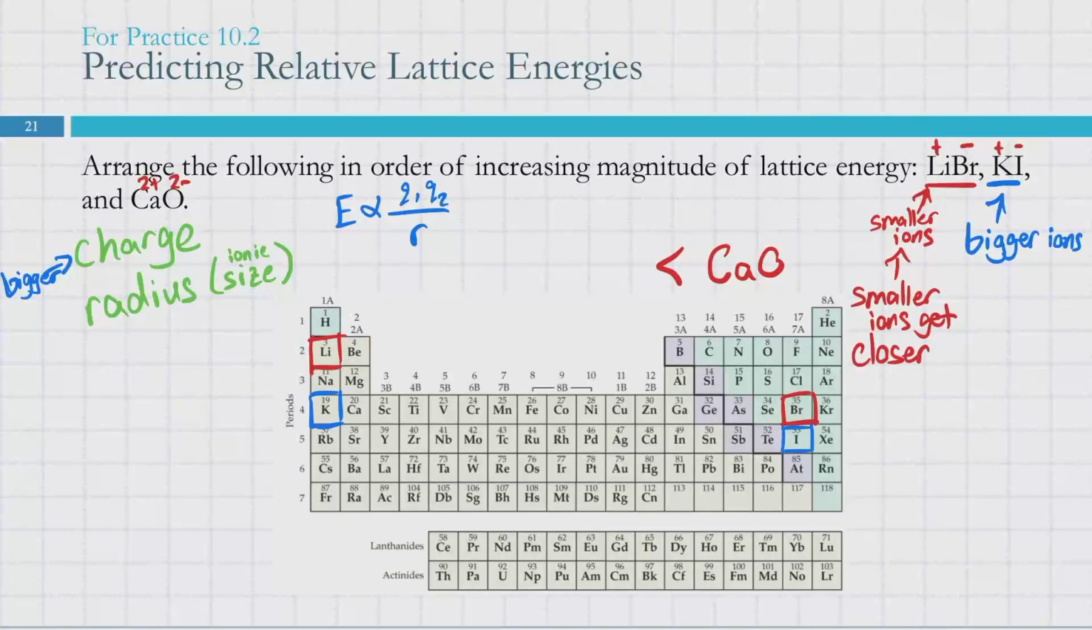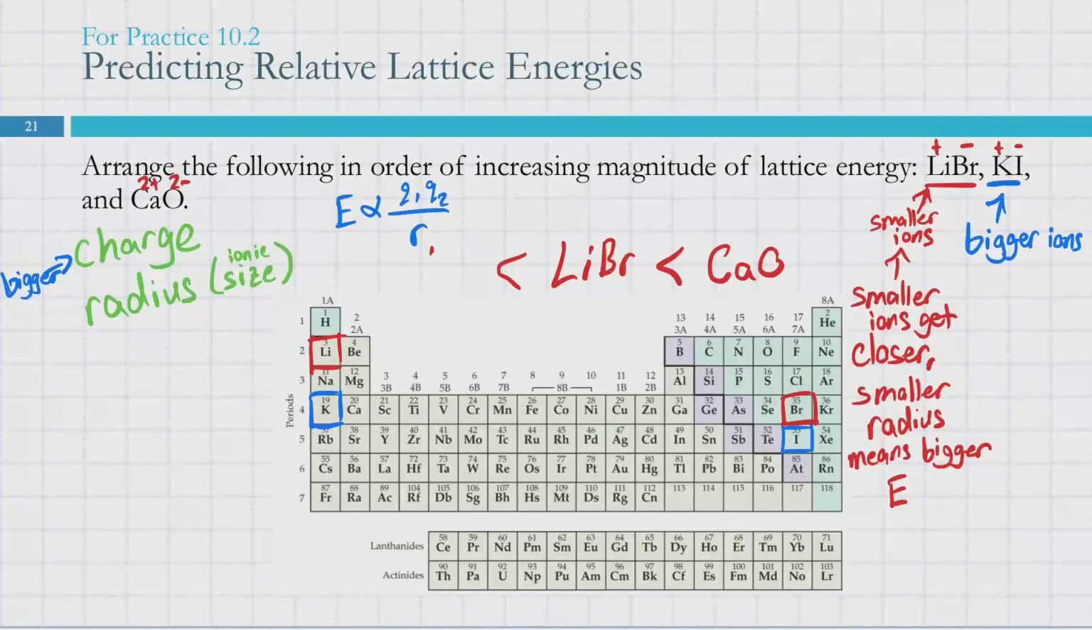Smaller ions get closer. Smaller radius means bigger energy, a larger number for energy. So LiBr would be the next highest, and then the lowest energy would be KI. It's got bigger ions, they're a +1, they're a -1. Bigger ions, they're further apart. It's like pulling two magnets slightly apart. They're not going to pull on each other quite as strongly.